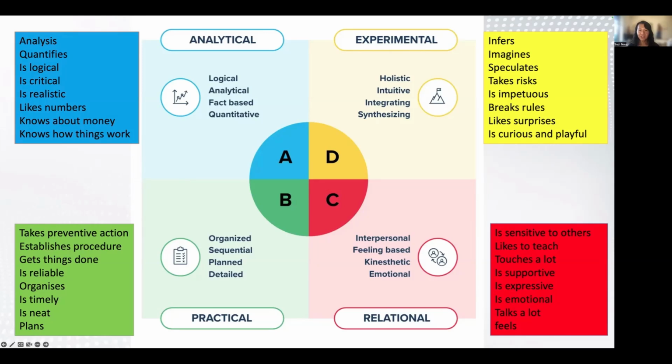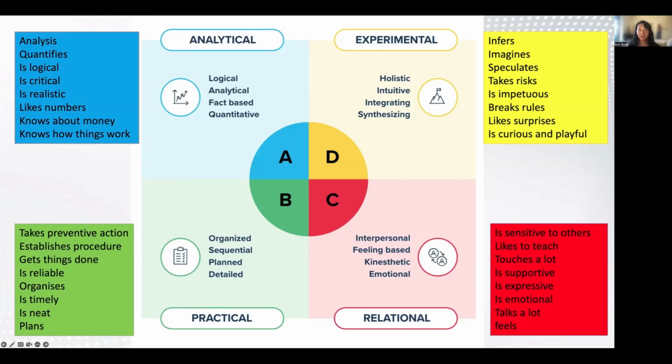The practical person likes to get things done. So they're good at establishing procedures, the processes for getting things done. Because of that, they can also take preventive action. They're reliable, they're organized, timely, things get delivered on deadline, they're neat, they like to plan things.